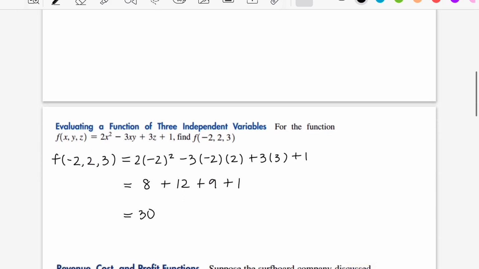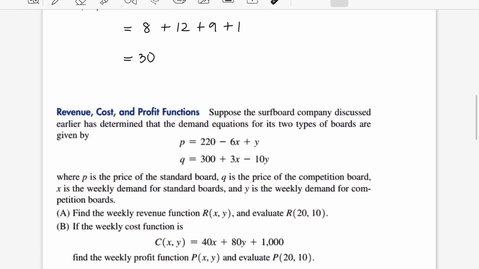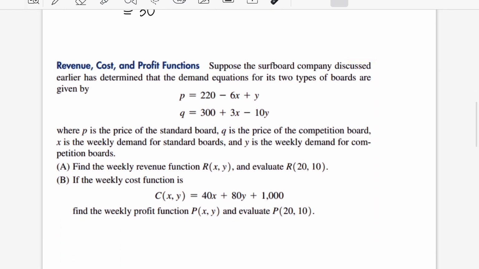Moving on to the next example, we're going to look at this in terms of revenue, cost, and profit functions. So suppose the surfboard company that we discussed earlier has determined that the demand equations for its 2 different types of boards are given by P and Q here. So P is the price of our standard board and Q is the price of the competition board. X will be the weekly demand for the standard boards, and then Y is going to be the variable for the weekly demand for the competition boards. So what we want to do is find the weekly revenue function and evaluate that guy when X is equal to 20 and Y is equal to 10.